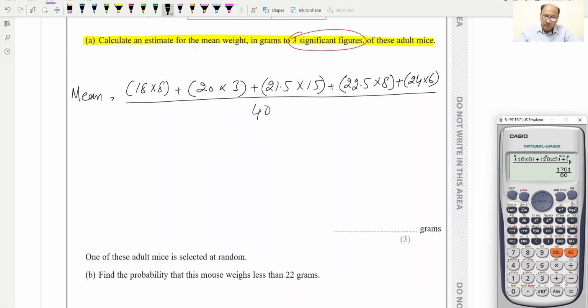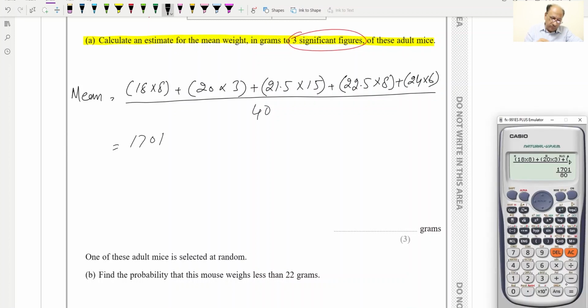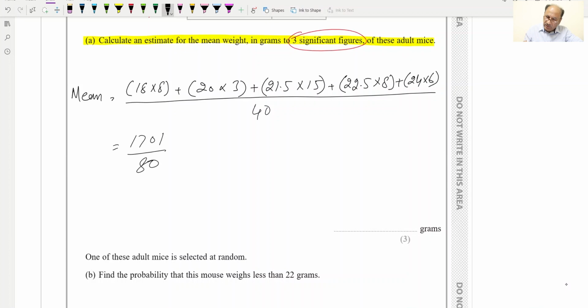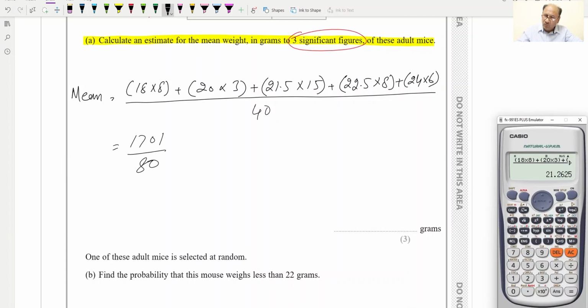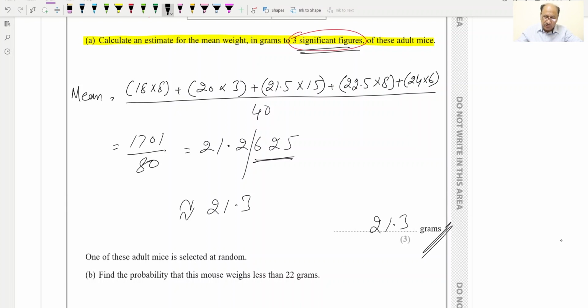And this will be equal to 1701 divided by 80, and the decimal value if we check is 21.2625. 21.2625 up to three significant figures. We don't need these numbers, so we will be rounding it to 21.3, and 21.3 grams will be our final answer for 3 marks.